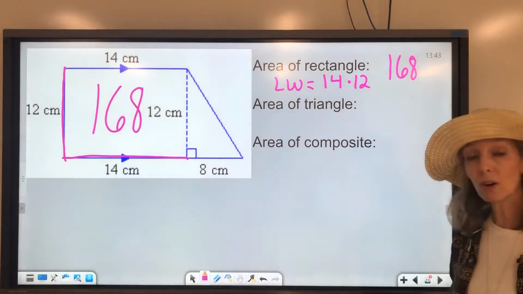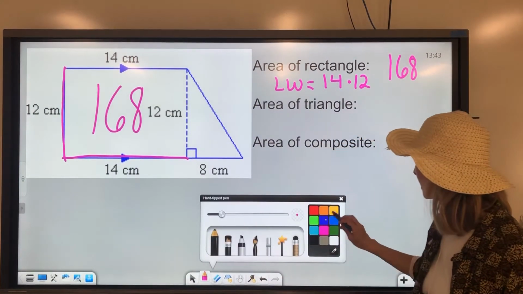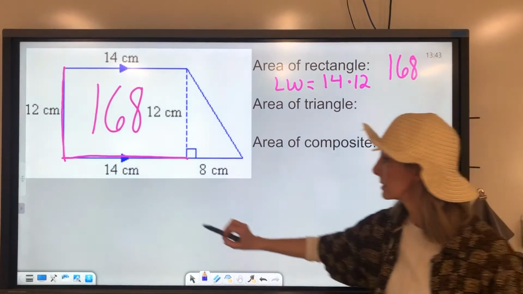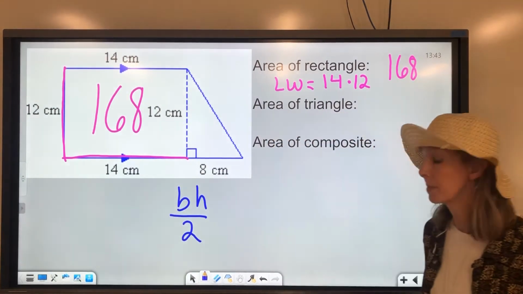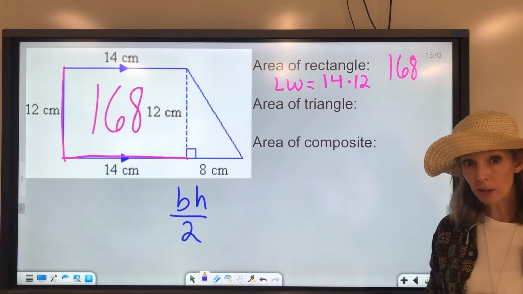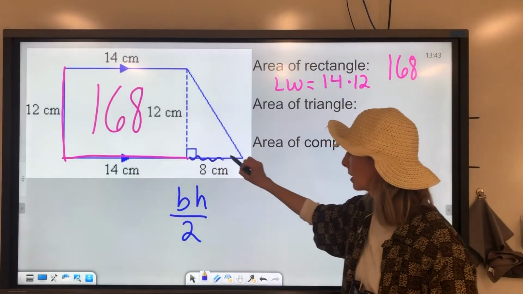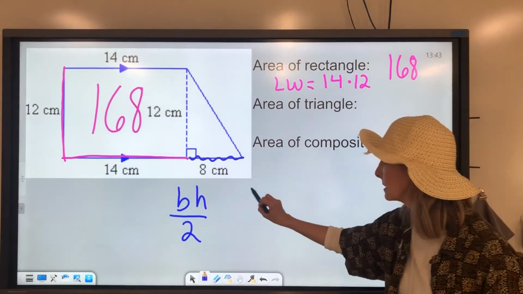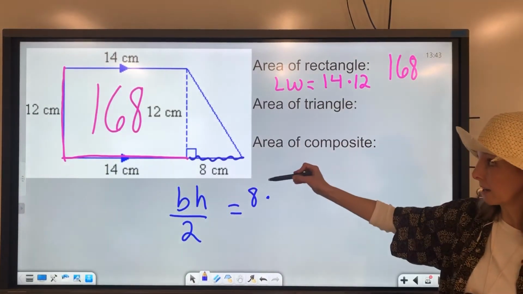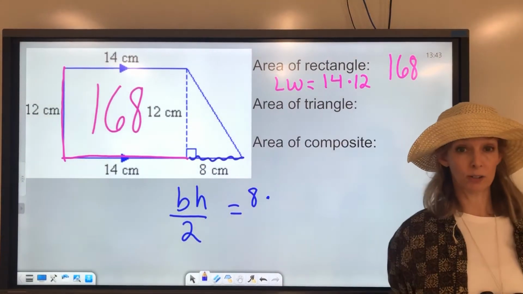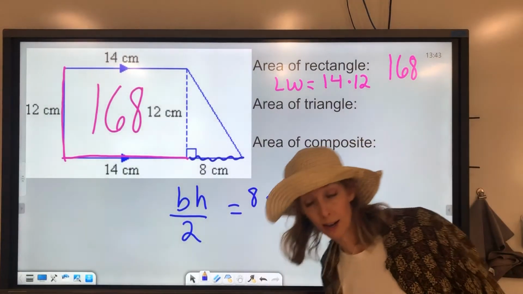All right, let's move to our area of a triangle. Remember, the area of a triangle is the base times the height, and divide that by 2. So do we know what the base is? Right there, we can see that it's 8. How about the height? That's our dotted line. Remember, when you measure height, you're straight up and down. You don't stand at a diagonal.